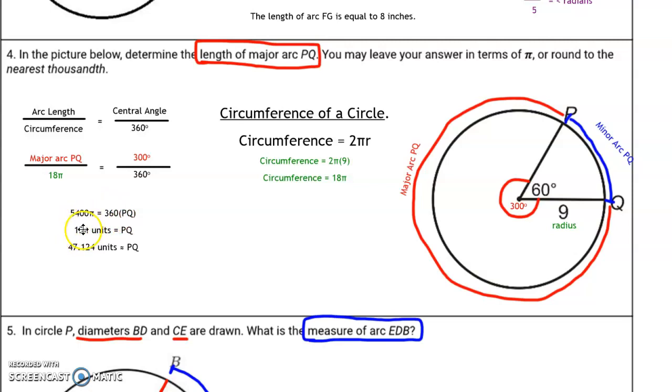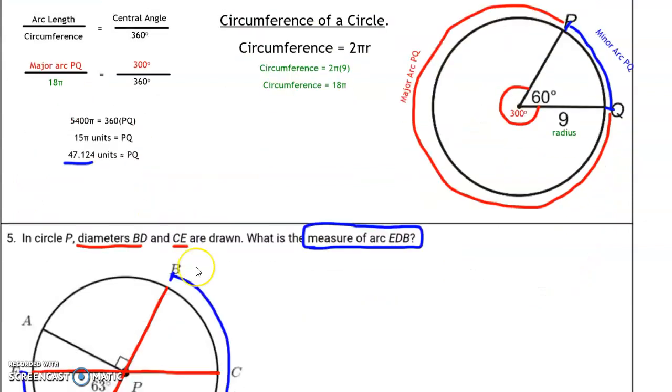I'm going to keep the pi here. 15 pi units is equal to PQ. So I'm done. I have my answer. My answer in terms of pi is 15 pi. If you were desperate to round to the nearest thousandth for some reason, rounding to the nearest thousandth is going to give you 47.124 units. So that's the measure of major arc PQ.